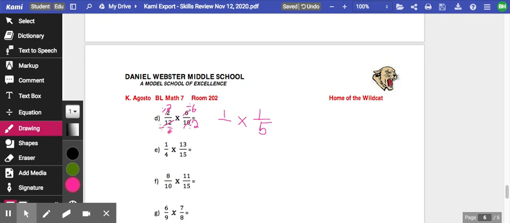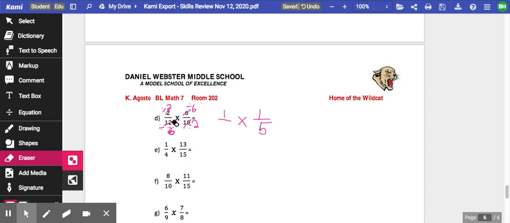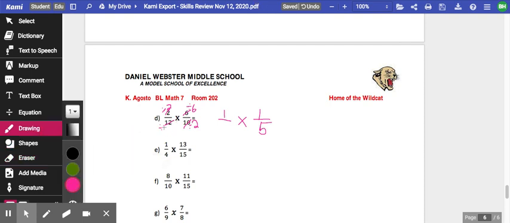Oh, I'm dividing by 6. Okay? 12 divided by 6, because that's the common factor of 12 and 6. I get 2. So now I can get my answer. I can multiply straight across. And I just get 1/10.